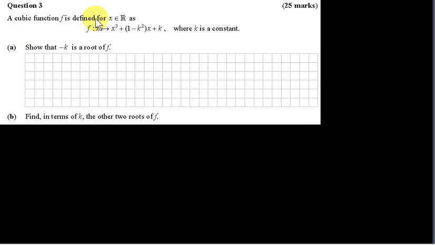A cubic function f is defined for x an element of R as f of x equals x cubed plus 1 minus k squared times x plus k, where k is a constant. Show that minus k is a root of f.